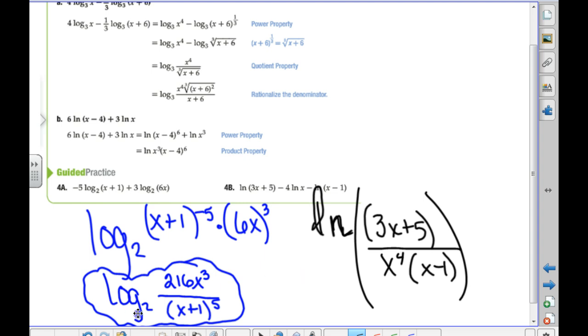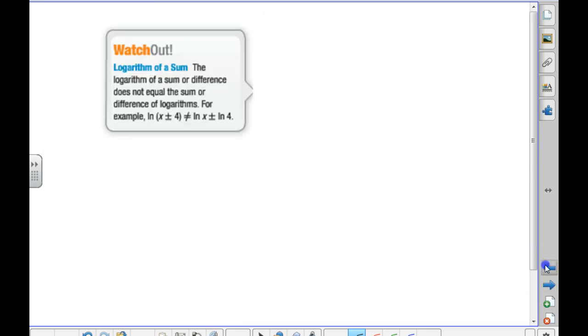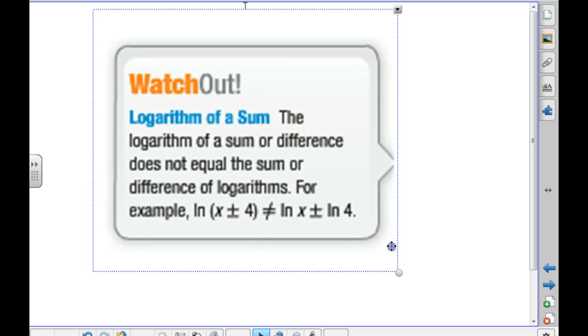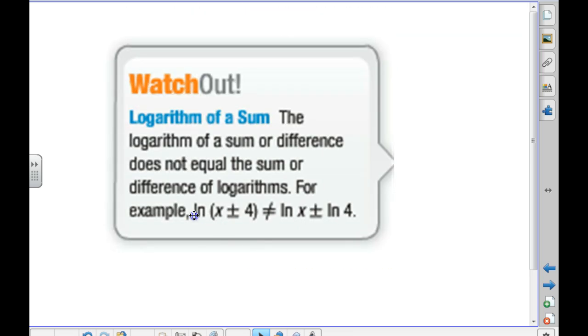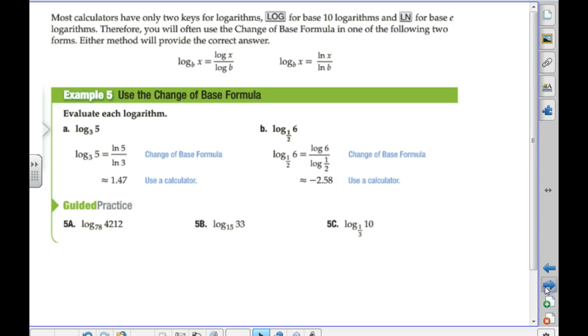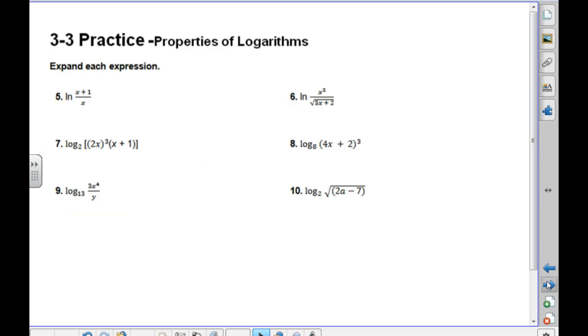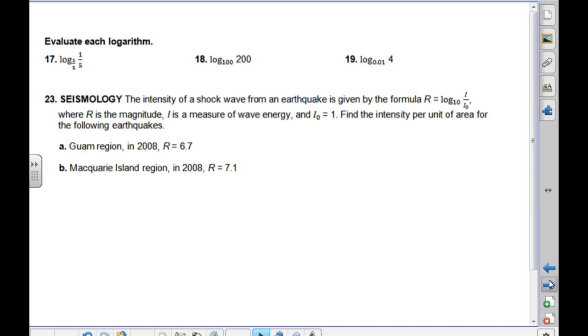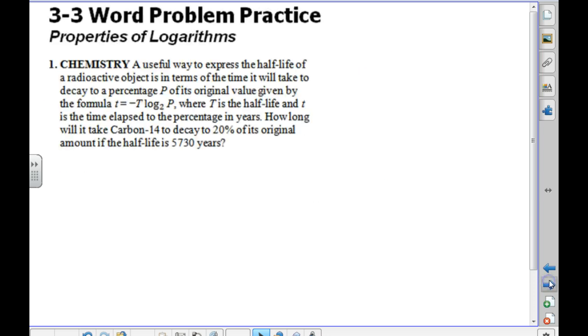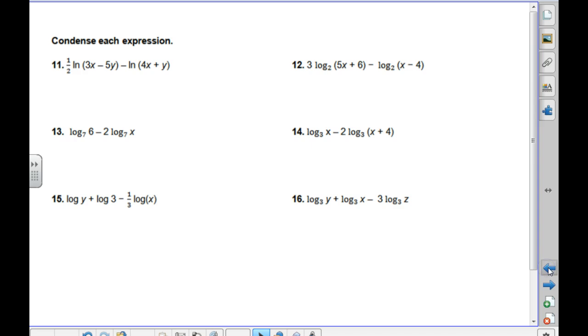All right, anybody want to pick a question? Oh, I think you have this somewhere in your packet, but one more time, it reminds us that there's no such thing as distributing a log through an addition or subtraction. Don't do it, don't do it, don't do it. Is there anything looking nasty that you want me to talk about? Number 7. Could you do Number 7?